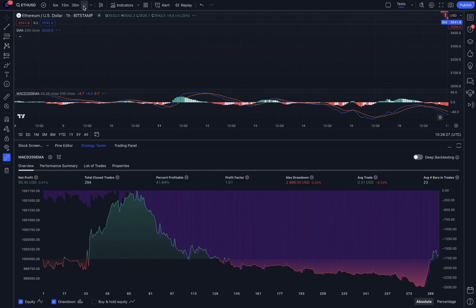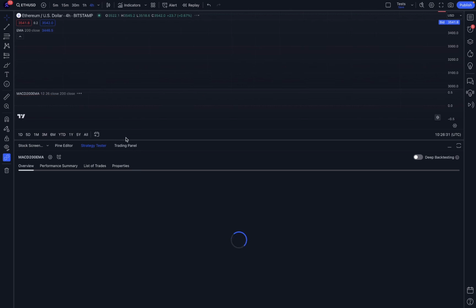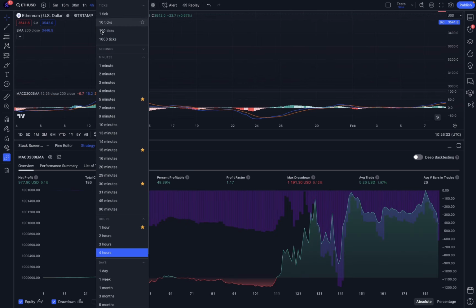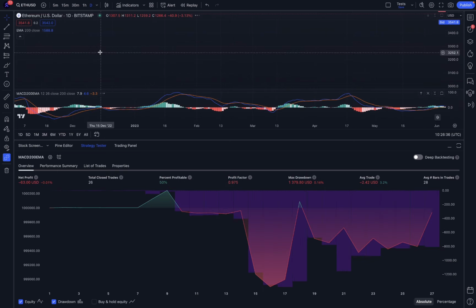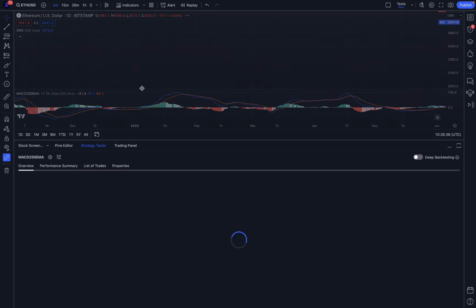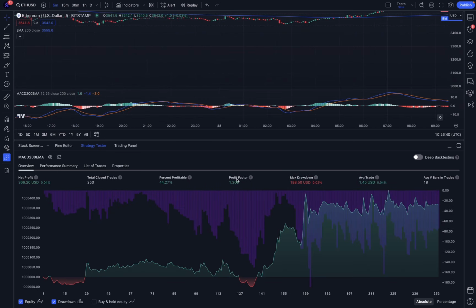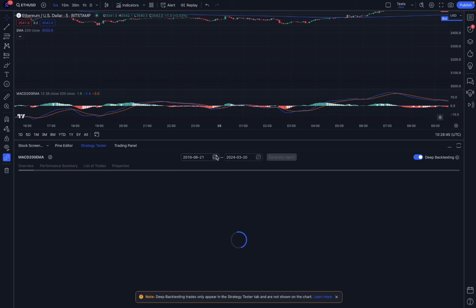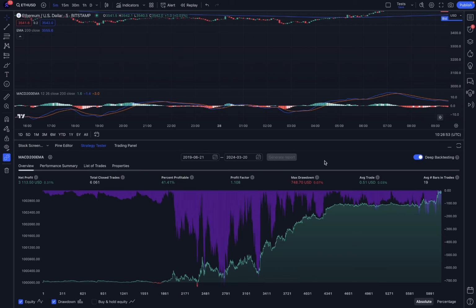30-minute, 1 hour, 4 hours, 1 day. Let's also take a look at the 5-minute. This looks not so bad. Maybe we can make a deep back test. All right, that actually looks not so bad, but still the profit factor of 1.1 is not so good. When you have slippage fees, etc., I think this will not be so profitable.